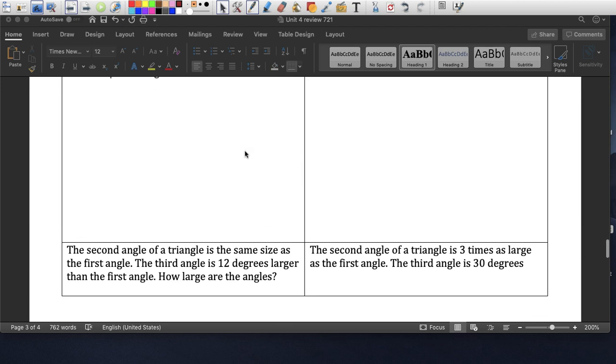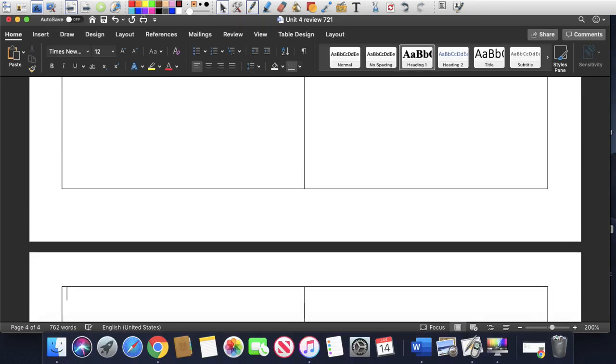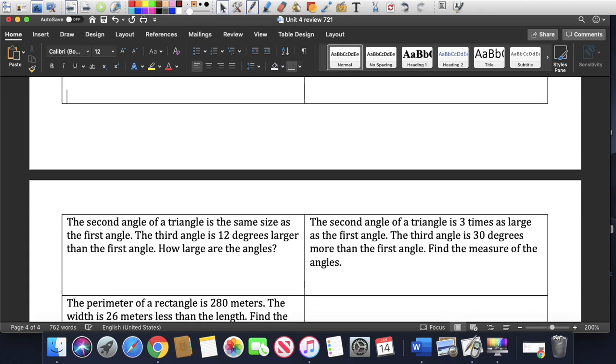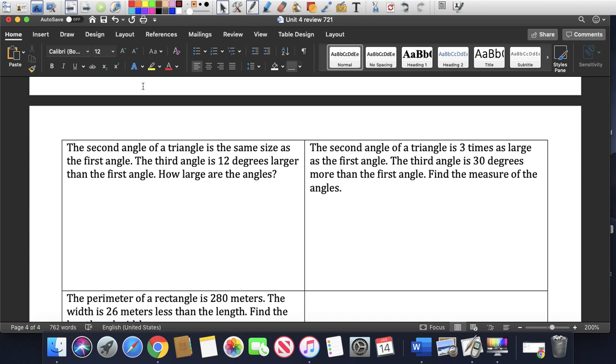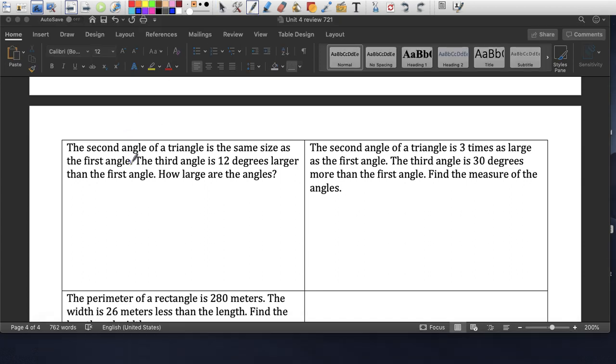What are we doing now? Okay, so the second angle of a triangle is the same size. It doesn't matter if it's Tom, Jerry, or angle, it's the same thing. In a triangle, there are 3 angles, right? The first, the second, and the third. The second angle is the same as the first angle, so the second one is x, the first one is x. The third angle is 12 degrees larger than the first angle, so it's x plus 12. How large are the angles?